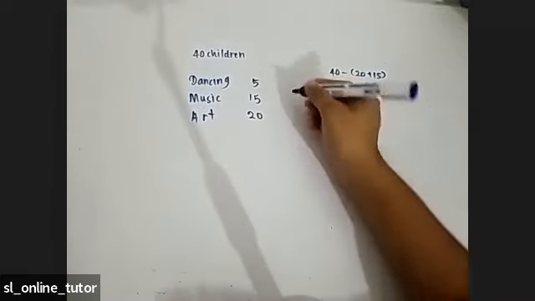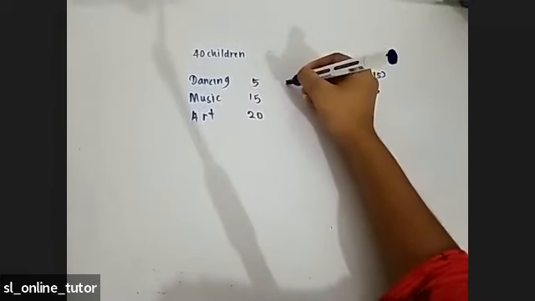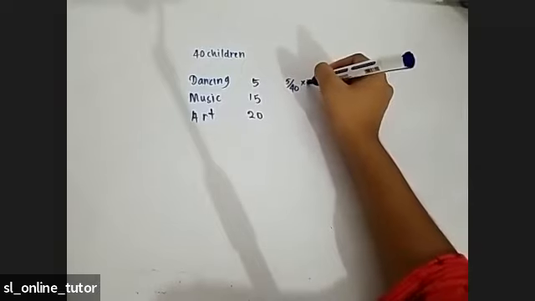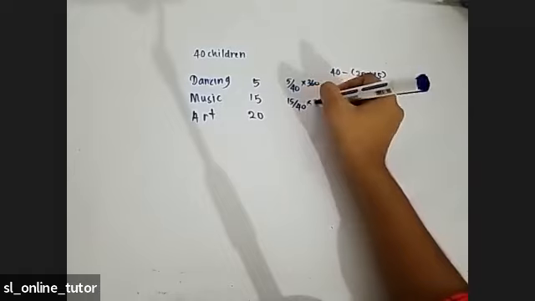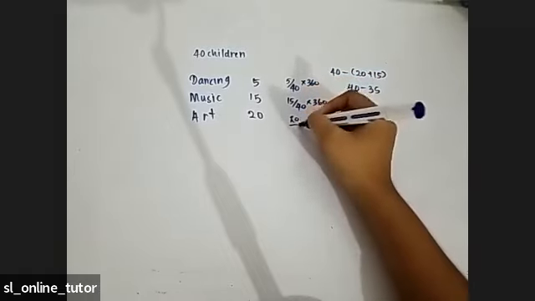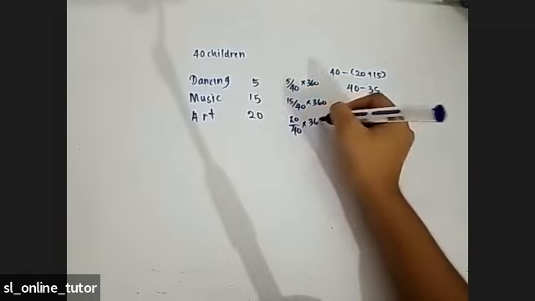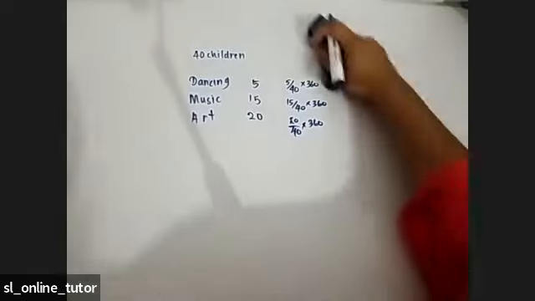Okay, now we can get the angle. How to get the angle? 5 upon 40 into 360. 15 upon 40 into 360. 20 upon 40 into 360. Is that correct? Yes, Miss. Then you're getting 45 degrees.